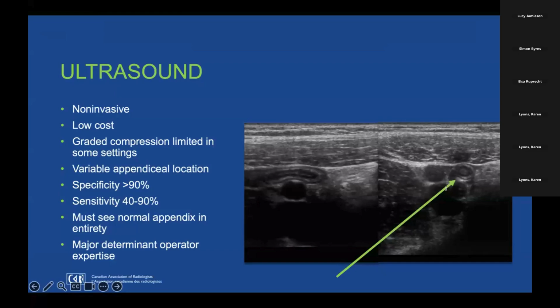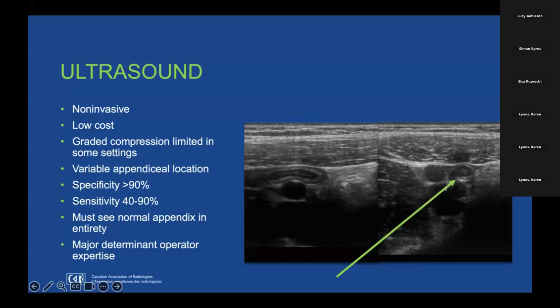The standard technique of graded compression is limited, though, in the setting of either abdominal wall rigidity, obesity, or deep positioning of the appendix. And false negative fractions as high as 2/3 have been reported when obesity and appendiceal perforation coexist. Now, the specificity of ultrasound almost uniformly exceeds 90% in pediatric appendicitis, and the sensitivity can get that high too, but it is more variable depending on who the operator is, and the literature says ranges between 40 and 90%.